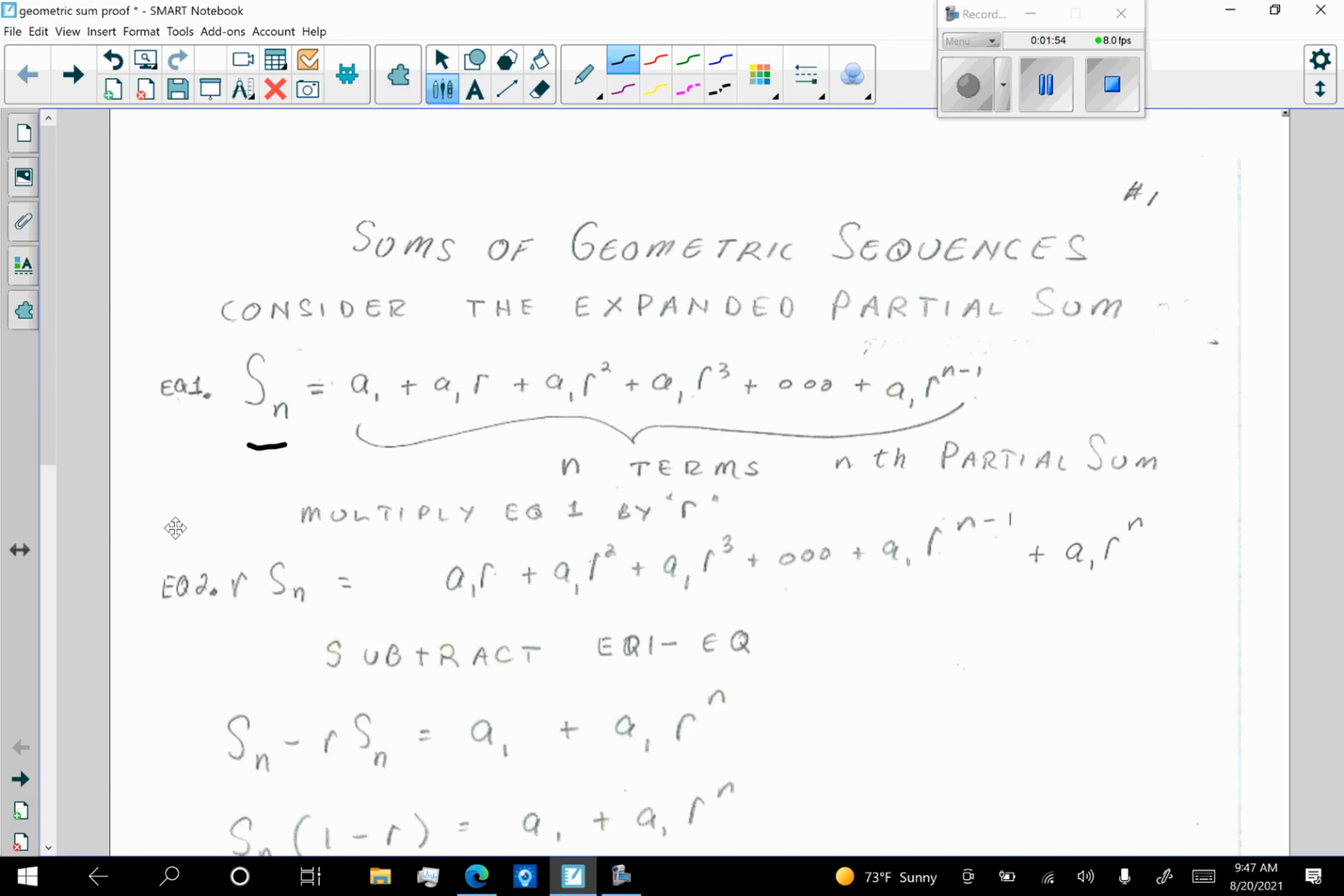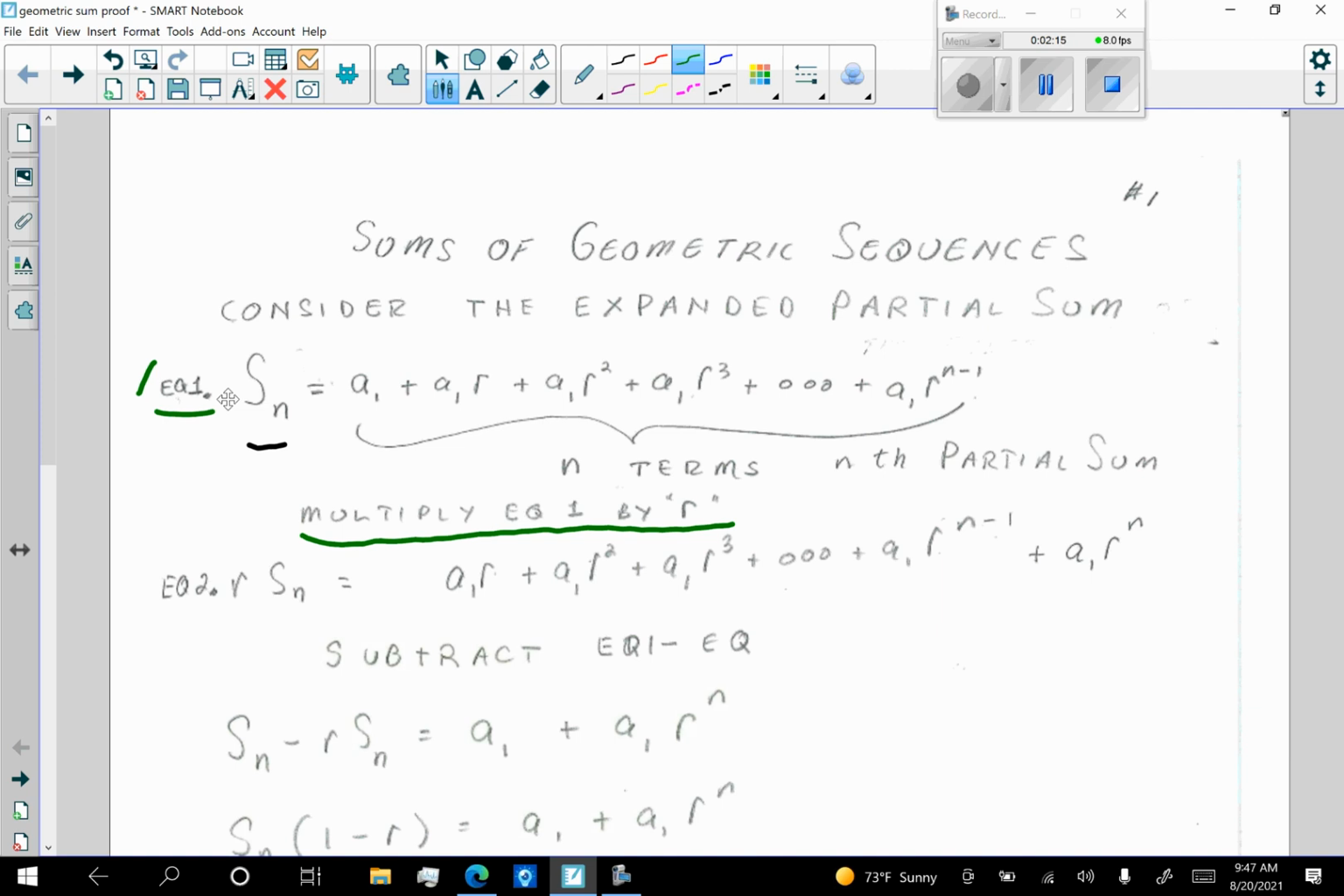So what I'm going to do, because I know how to do it, because I've done it before, is multiply equation 1 by r. And this is equation 1 right there. I've denoted that as equation 1. What I'm going to do is multiply both sides by r.